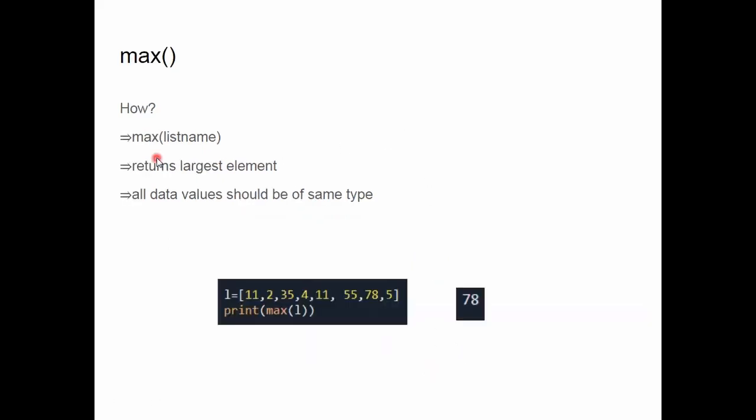Then we have maximum. Again, the maximum is similar to your min function. It's going to return the largest value. It can be used as it is returning some value. It can be used with a for loop, while loop, assignment statement, and print statement. So here the way is max and the name of the list. It is going to return the maximum value.